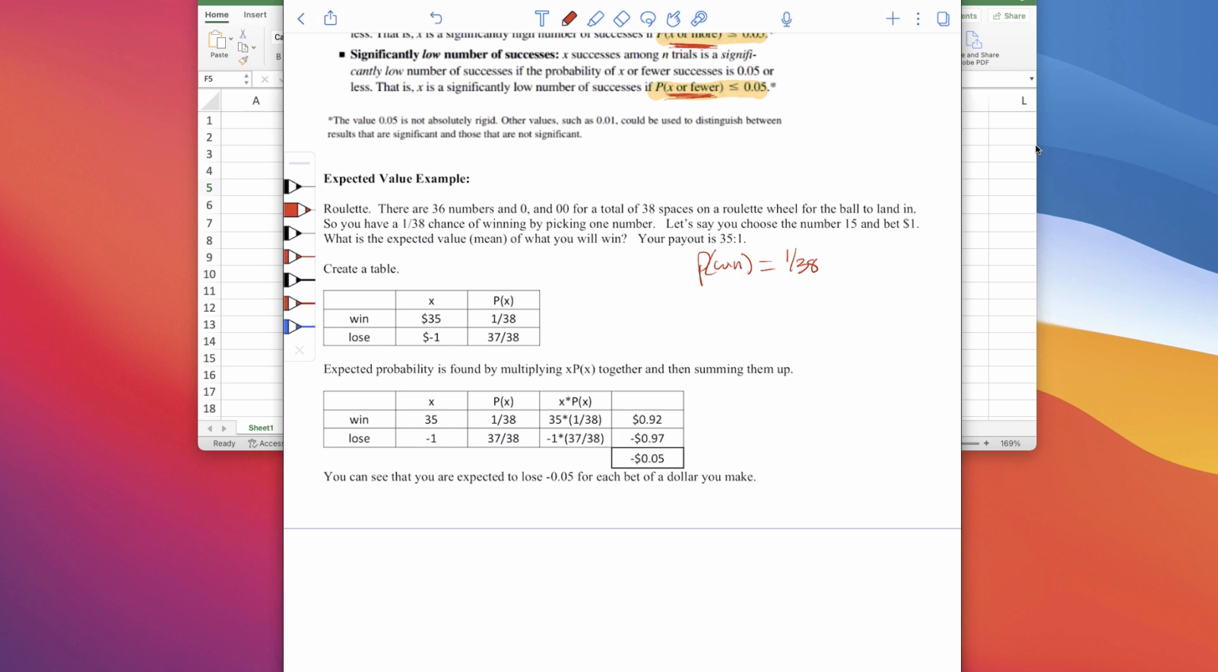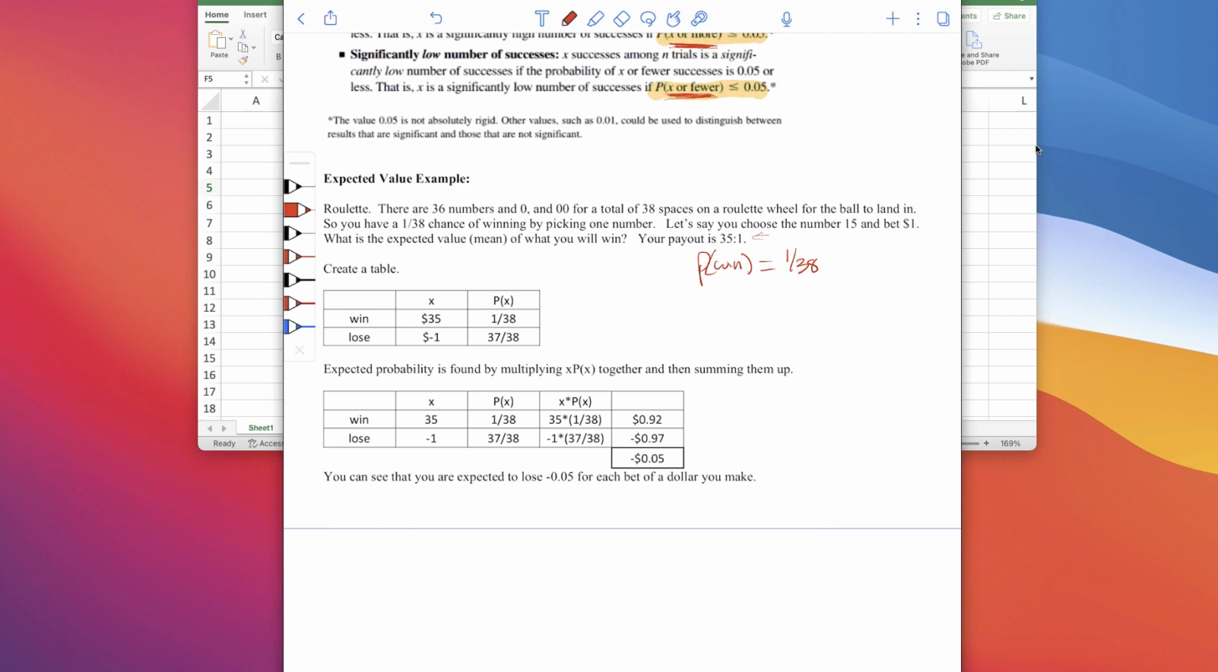Let's say we choose the number 15. I bet $1. What is the expected value, or what's the mean that you'll win? What's expected? And our payout is 35 to 1. They don't give us the 38 to 1, they give us the 35 to 1.